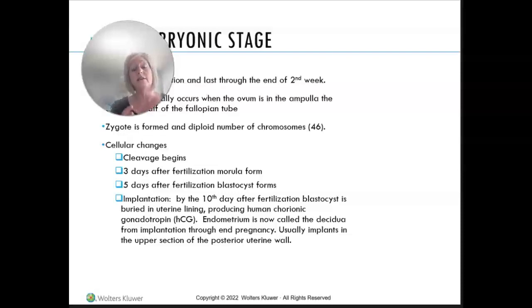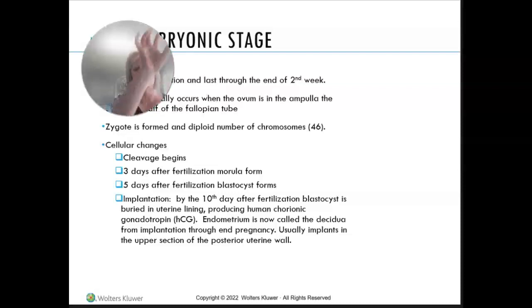Now, once that's burrowed into the uterine lining, we don't really call it the uterus anymore, we call it the decidua. So that endometrium is going to be called the decidua once you get pregnant. And this is kind of an important thing to think about. When the baby burrows into the uterus, we want it to burrow into the posterior uterine wall. So you've got your uterus, kind of like a little pear shape. We want it to be in the posterior uterine wall.